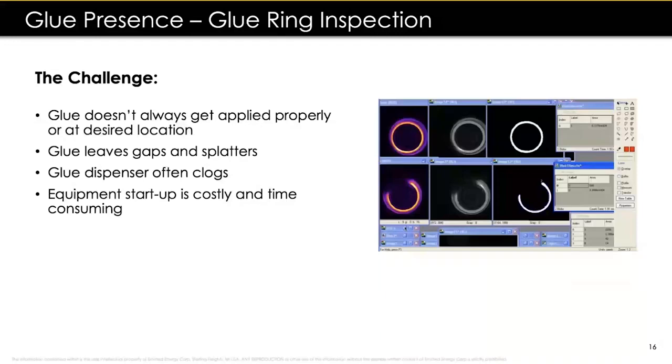Another one is glue ring inspection. This is in concert with foil seal inspections, and there are many layers to these types of applications. The challenge here was that glue doesn't always get applied properly or at the desired location. There are gaps, but we also get splatter of glue outside of this particular area, which is not good. Our dispenser clogs often because we don't have a repeatable process of dispensing. And equipment startup is costly and time consuming.